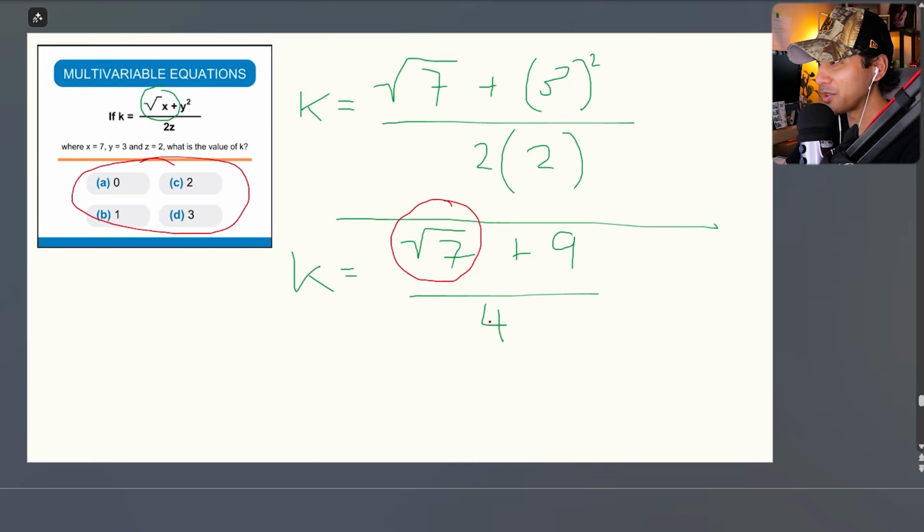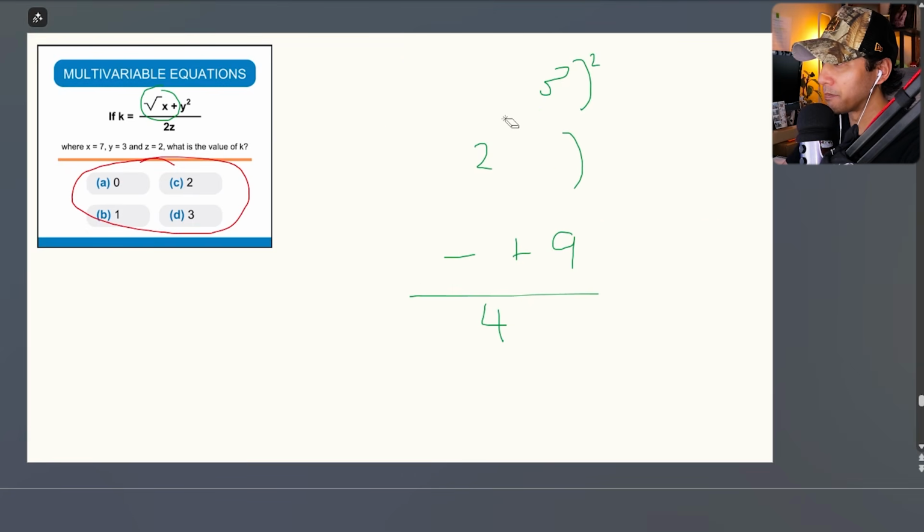I don't know what the square root of 7 is, but I'm not even going to try. If you just look at this problem, you're going to find out that it's going to be a fraction. And none of these answer choices are fractions. They're whole numbers. So this is how they probably meant to write the equation.